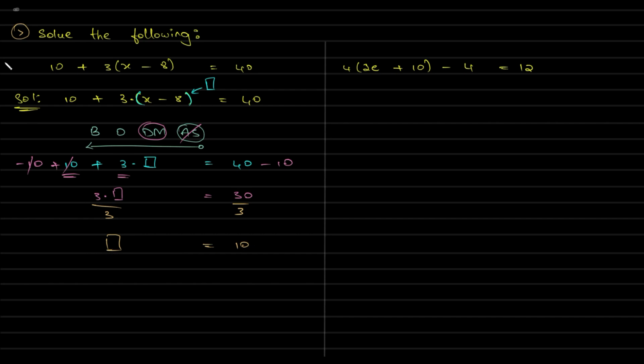Now what is the box itself? The box itself is x minus 8, which is equal to 10. So how do you do this? Consider this as a separate question, a new question. How do you eliminate negative 8? By adding 8. That's all. Quite simple, is it not? x is equal to 18.